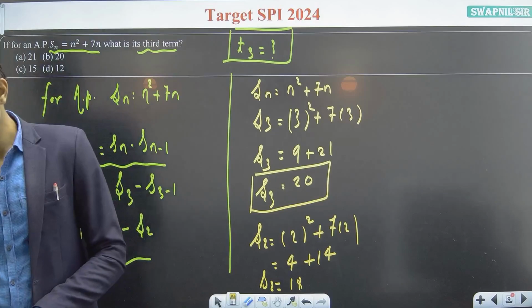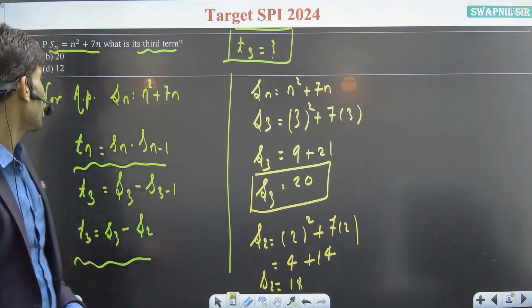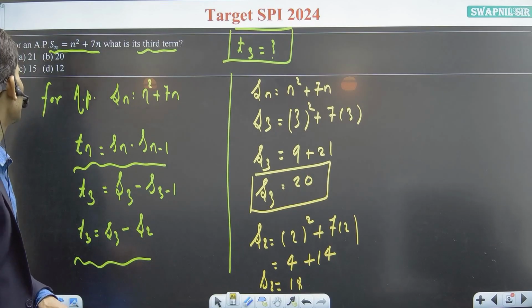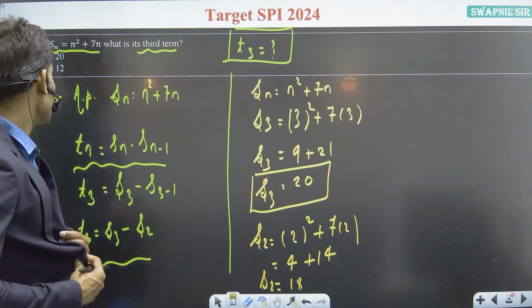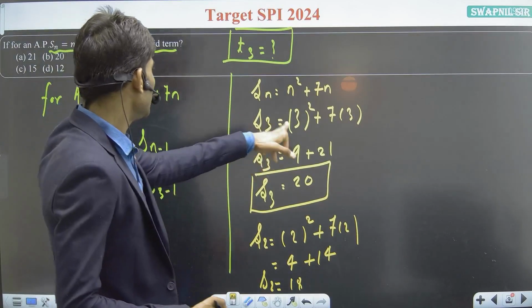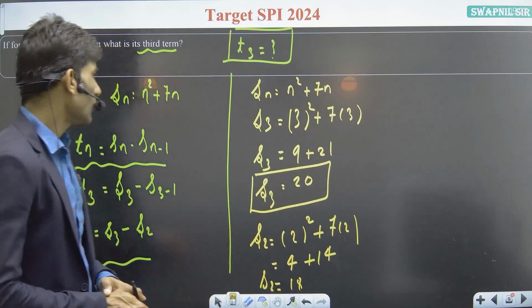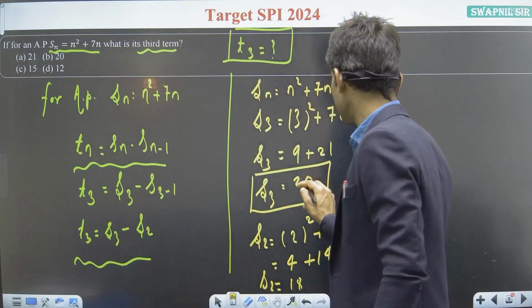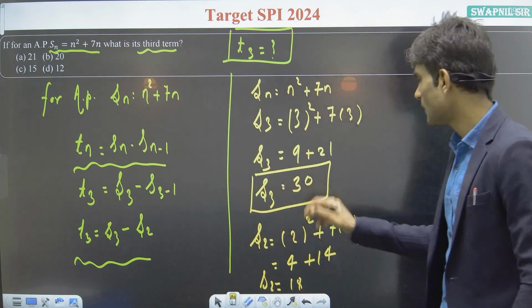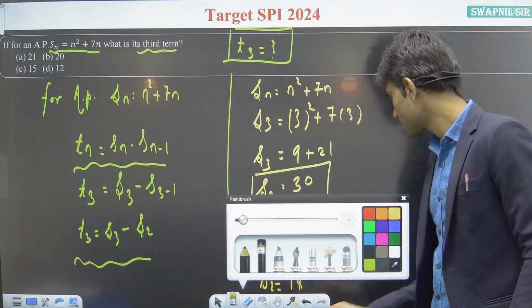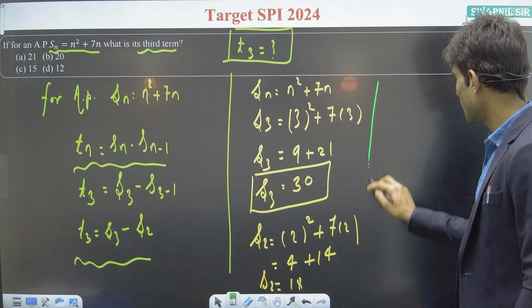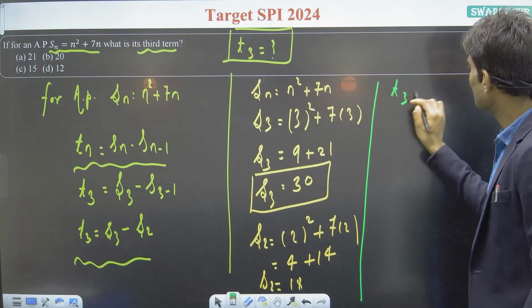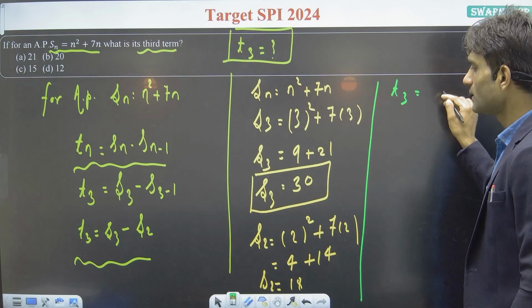Now substitute all these values in our formula and you will get the required answer. S3 minus S2. S3 is 3 square plus 7 times 3. 3 square is 9, 7 times 3 is 21, and 9 plus 21 gives us the value 30. So the sum of 3 terms is 30. Let me change the color. So the nth term, the third term, is the sum of 3 terms minus the sum of 2 terms.